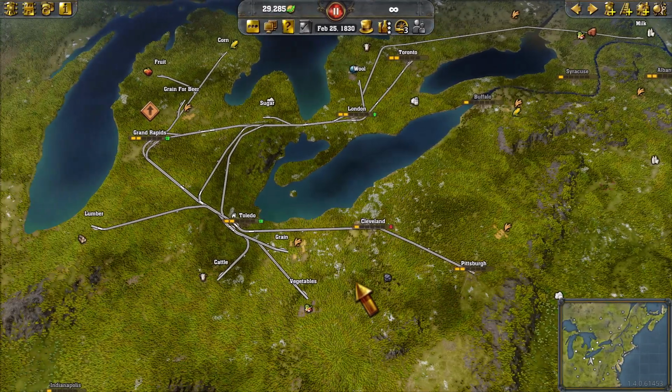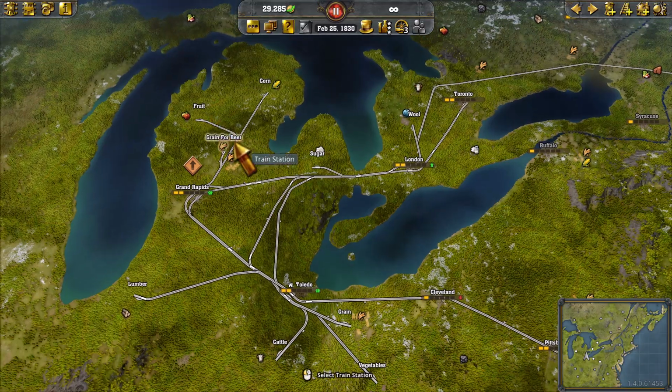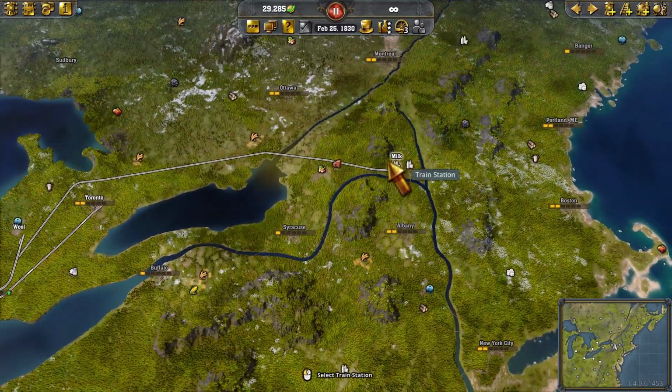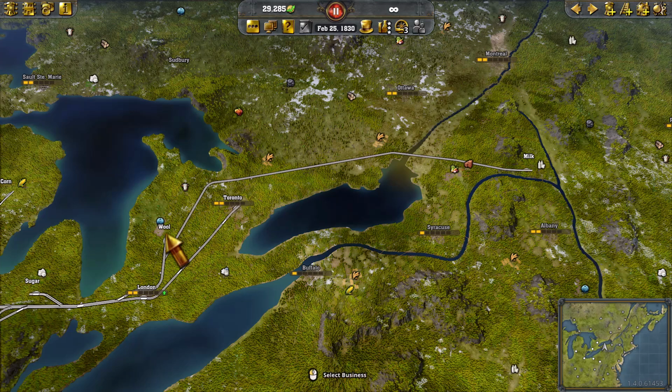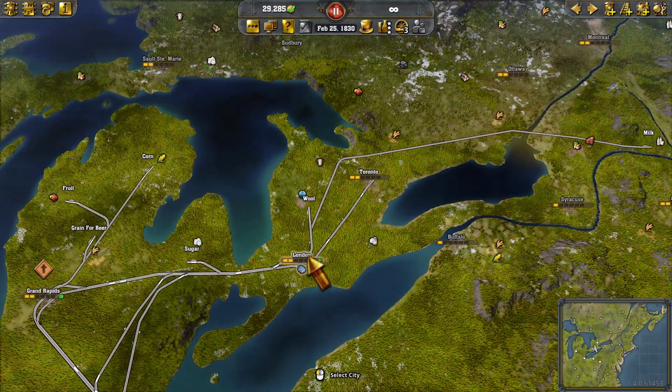I'll be right back. All right, so I've set up the vegetable station with track down here, fruit up here, and way over here, milk coming down like this. And I went this way in anticipation of maybe bringing coal and clay into London as its third industry.